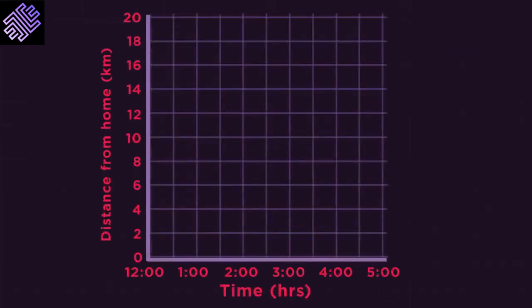Let's recap part 2 of distance time graph. In front of you, there is a distance time graph. Note, on the x-axis time is given in hours, while on the y-axis the distance is given in kilometers.